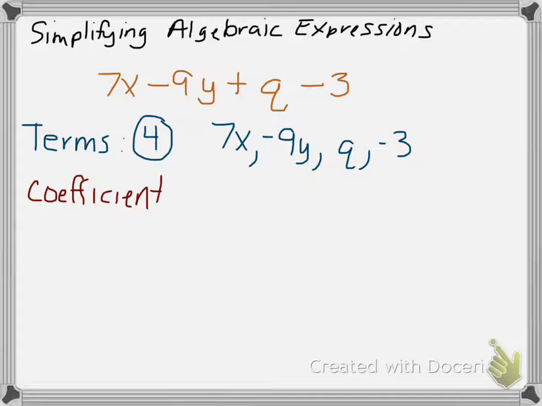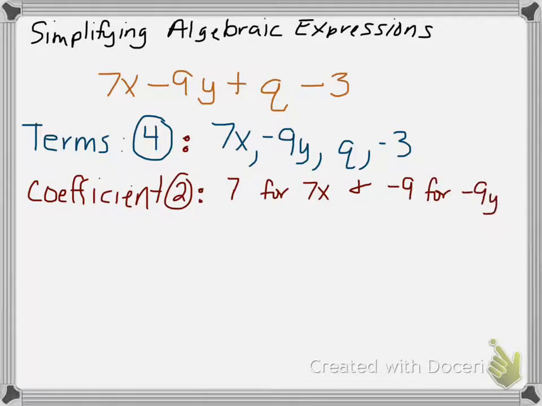So we have 2 coefficients, or maybe we could consider 3, and I'll go over that right now. 7 is the leading coefficient of 7x, and negative 9 is the leading coefficient of negative 9y. But we could also say 1 is the leading coefficient of q, because there is a 1 up there. So in case you wanted to say that, that's another one right there.